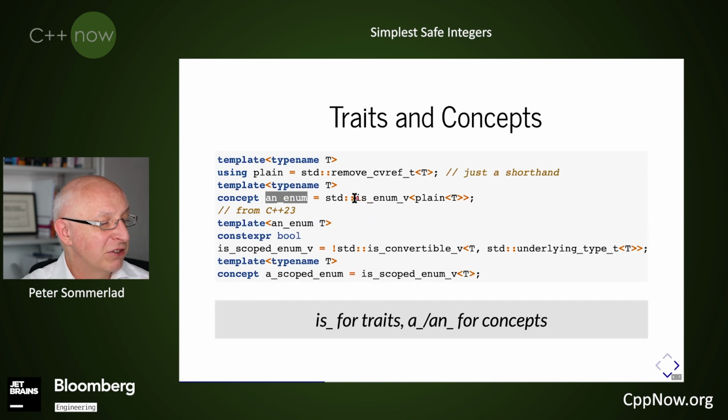So I create my own trait that gives me the is-enum v, and I'm using that plain to actually make sure if it's used somewhere where something is const qualified or even volatile qualified, it wouldn't get a reference. It would still get the plain underlying type that I'm looking for.